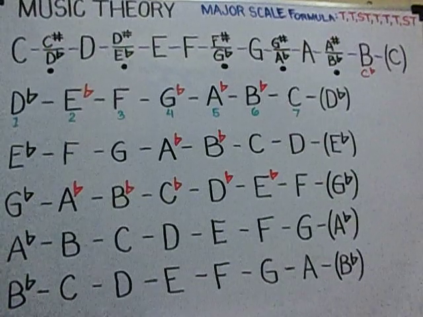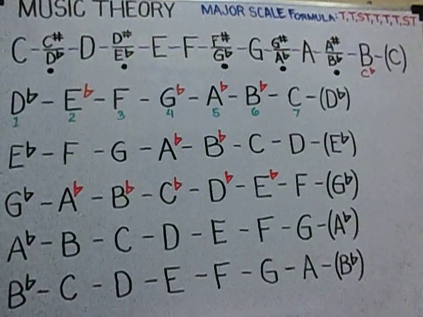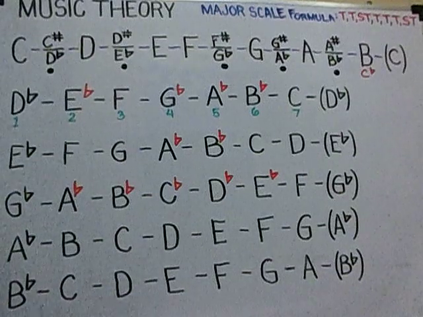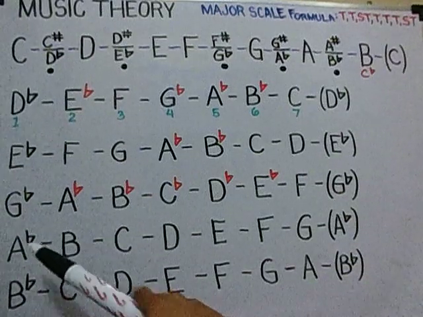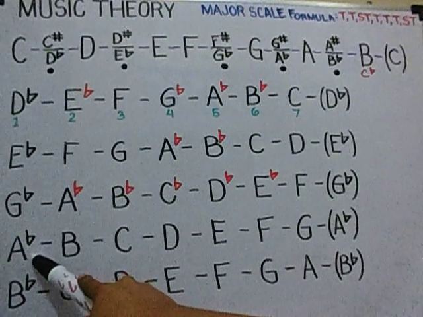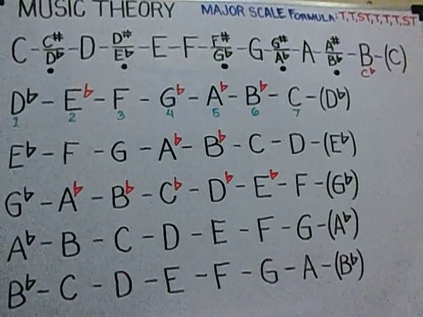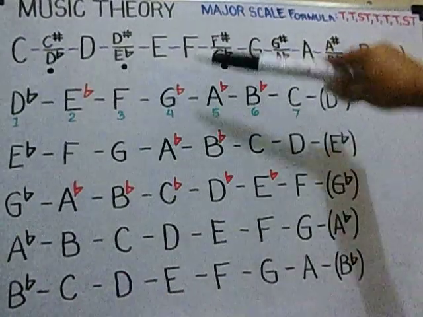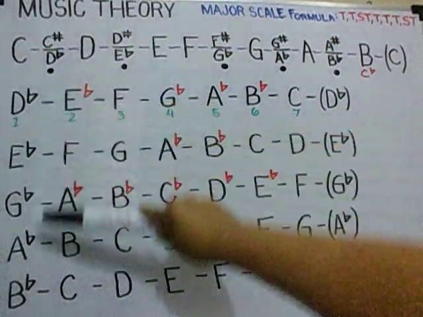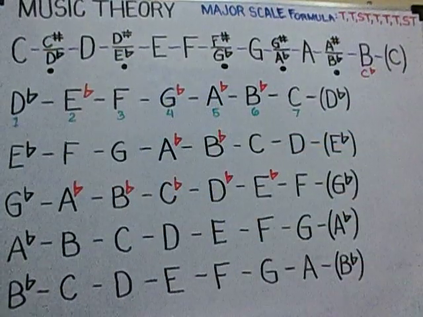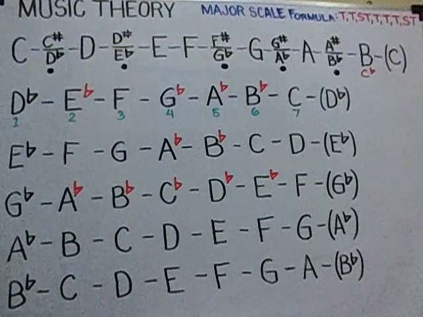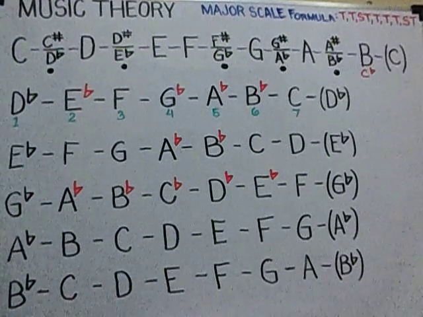Hello, hi again. So this time we're just going to continue constructing the major scale for the two remaining flattened notes, and these are the A flat and B flat. And also, after we establish the major scale of these five notes, we're going to summarize how many flats we have in each major scale.